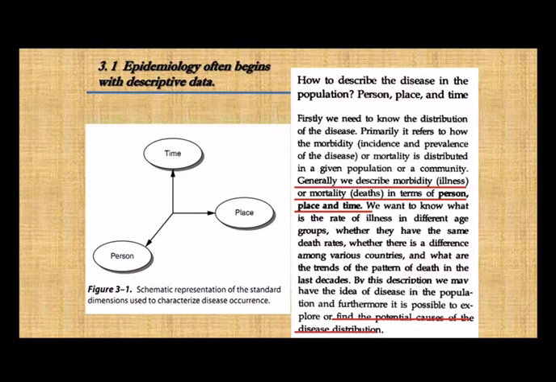Epidemiology study often begins with descriptive data. Generally, we describe illness or disease in terms of person, place, and time. That is the three dimensions of distribution. Who develops the disease? Where does the disease occur? When does the disease occur? Usually, the distribution can give us some clues of the cause of these diseases.